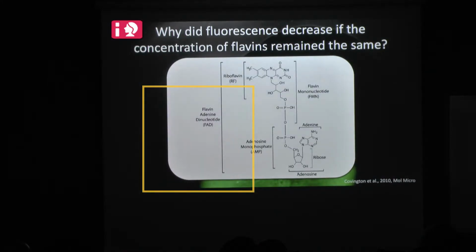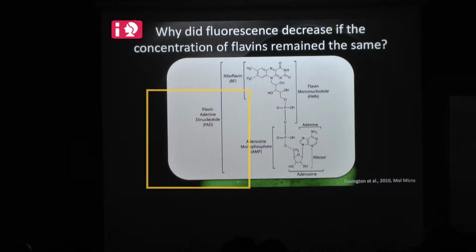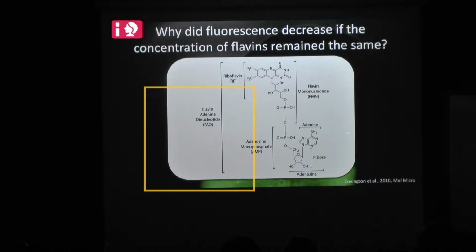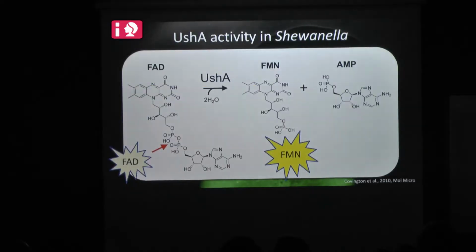So here's FAD, also an essential cofactor for a whole bunch of different processes inside of the cell. FAD is riboflavin, FMN is riboflavin with a phosphate on it, and FAD is FMN with an AMP molecule stuck to it. And when this moiety is attached to the flavin group here, it depresses the fluorescence. So this molecule, FAD, has less inherent fluorescence than FMN. We used that to set up an assay.